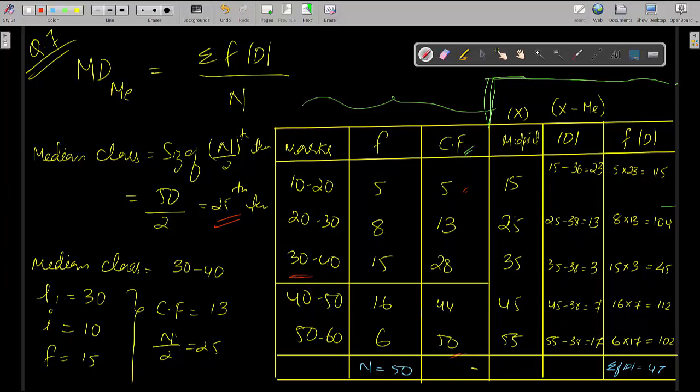Now, from this, we have to find out all the values that are required in order to calculate the median. You will be needing L1. How do we find L1? L1 is lower limit. So this is our lower limit. This is our upper limit. So L1 is 30. i is the difference in the class interval. So 40 minus 30 is 10. f is the frequency. So our frequency here is 15. Our CF is the preceding value. That is the 13. This is our CF value. And n by 2 we have already calculated. That is 25. So now we put this value to find out the median, all right?